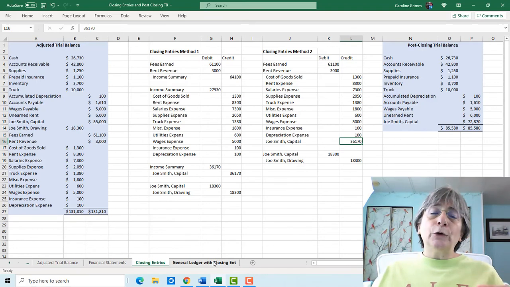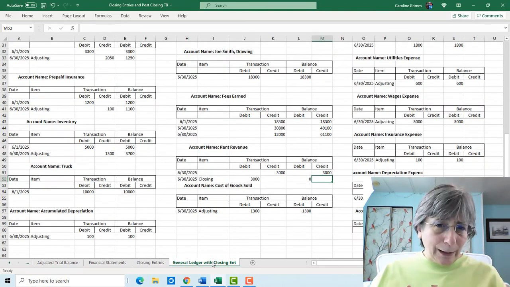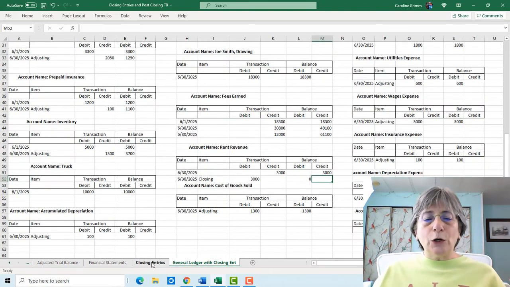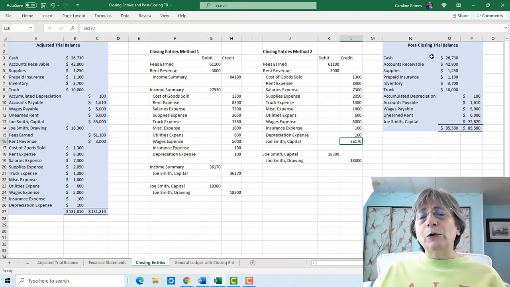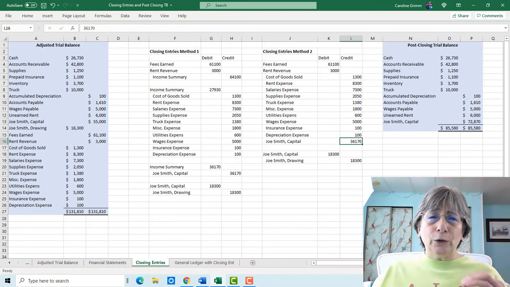That account is the same. So just like with closing entries method number 1, we would go into our general ledger, we would post all of those amounts, get the new balances, and then those new balances will come into our post-closing trial balance. These are the beginning balances for the new month. So we're always going to have our assets, our liabilities, and our capital accounts coming into the new month, and our expense and income accounts being returned to zero.